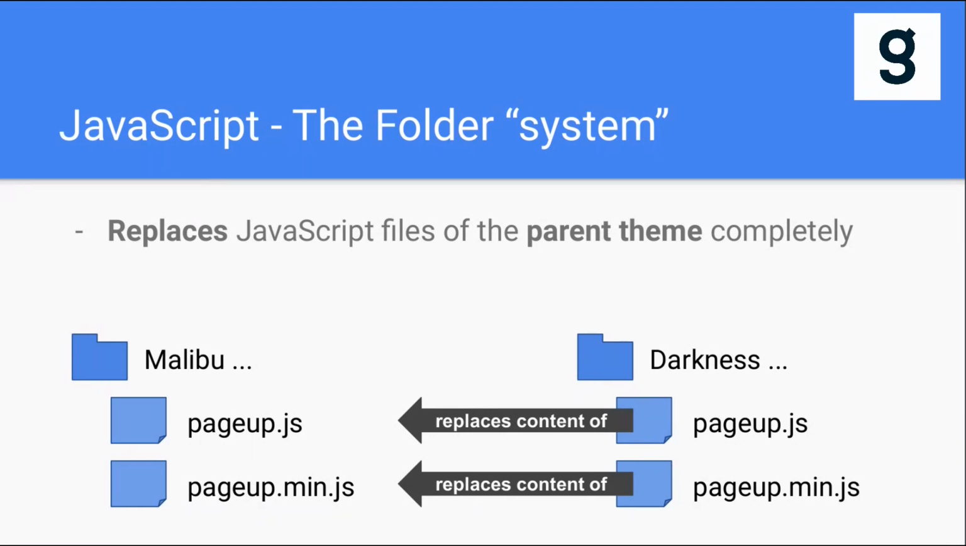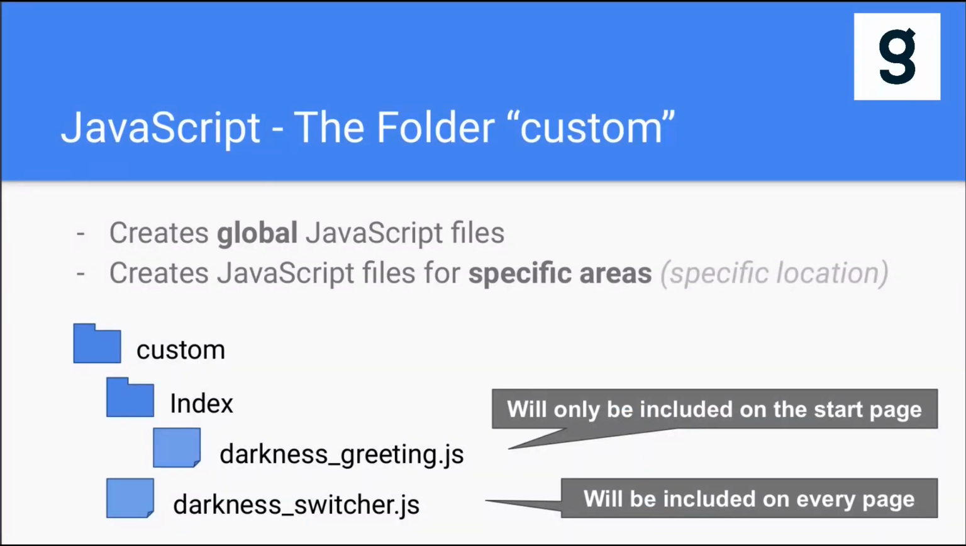Malibu contains PageUp.js and PageUp.min.js. By creating these files in our darkness theme, we can just overwrite these 2 files from the parent theme. It's the same mechanism as in the styles and HTML templates. The custom folder for JavaScript is completely different.